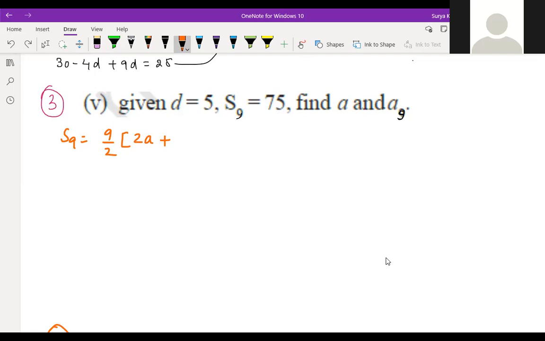Yes, sir. Last time you said 75 you should write. Acha, a plus a9 you are saying. 9 by 2 into what should I write, Drishi? 2A plus n minus 1 into D. Okay, after this, n is 9, right? Yes, sir. Okay, fine. So I can write here 2a plus 8d, correct? And 9 by 2. After this, what should I do?